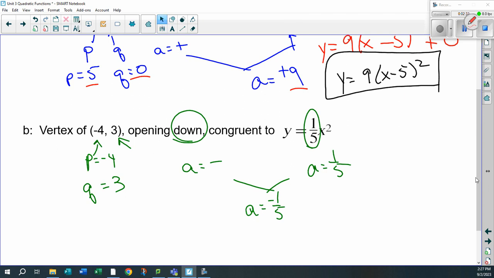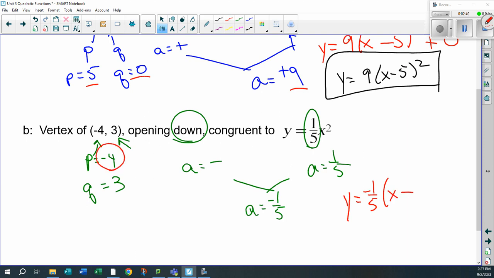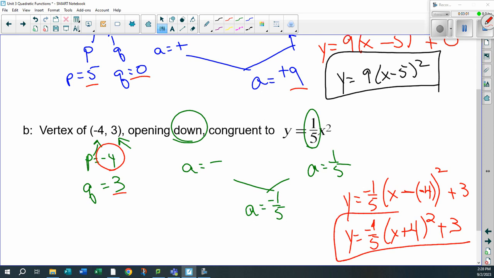Okay, write me the formula. Beautiful. y equals negative 1/5 (x minus, don't forget, this is a minus 4) squared, and there's the q, plus 3. So clean it up. Minus 1/5 (x minus minus makes this a plus 4) squared plus 3. And there's your formula. And that's how you do these, guys, all based on understanding the beautiful vertex form of the formula.